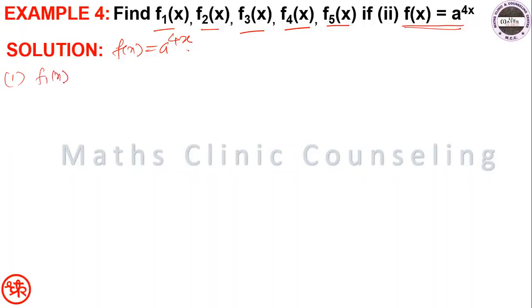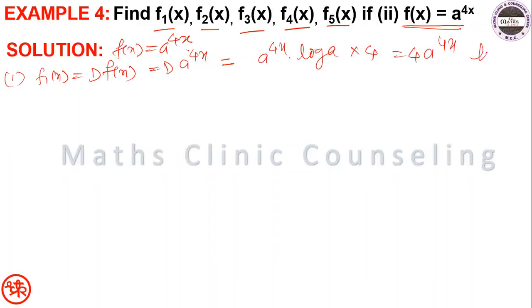f1 of x is d of f of x, that is d of a to the power 4x. So what is the formula for a to the power 4x? That is a to the power 4x into log a into 4. Is that clear? So that is equal to 4 a to the power 4x into log a.